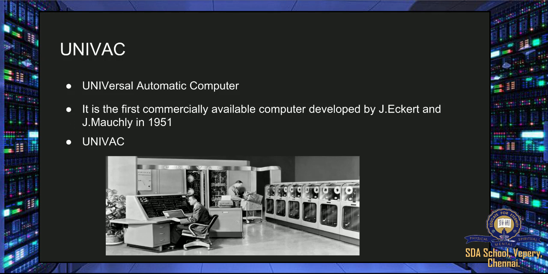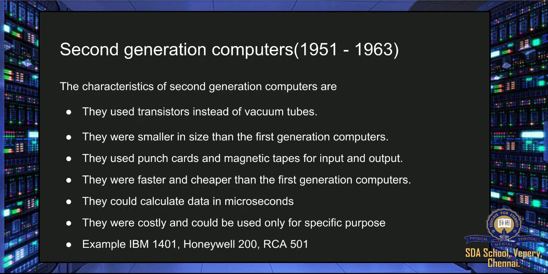This was mainly used for commercial purpose. Let's see the second generation computers. This was in between 1951 to 1963. The characteristics of second generation computers are they used transistors instead of vacuum tubes. The first generation computers used vacuum tubes for calculation, but here in the second generation they used transistors.